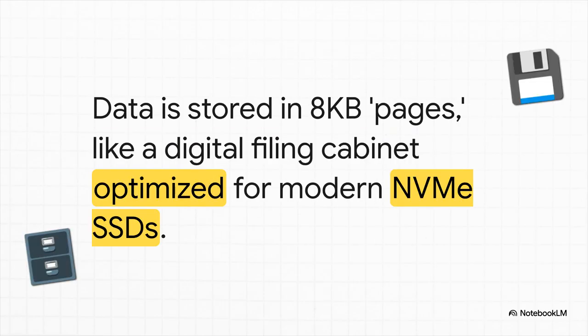And once it finds what it's looking for, where is that data stored? It's all neatly organized into these little 8-kilobyte chunks called pages. The best way to think about it is like a perfectly organized digital filing cabinet, where every single folder is exactly the same size. And that size isn't random. It's specifically chosen to be perfectly in sync with how modern NVMe SSDs love to read data.